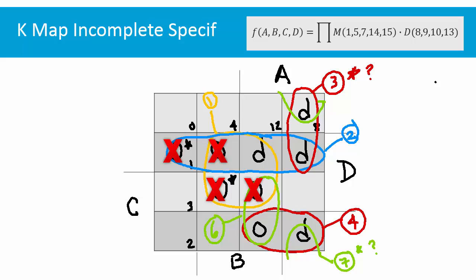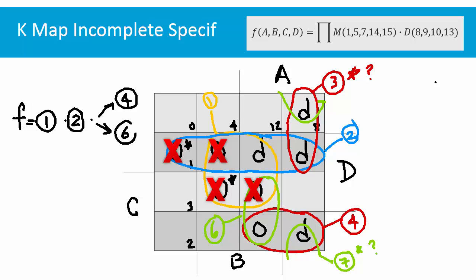In this case, the complete way to solve this function would be group number 1, dot, because we have max terms, group number 2, dot, and then I have two options. I either go with group number 4, or I go with group number 6. And this is how you take care of don't cares.